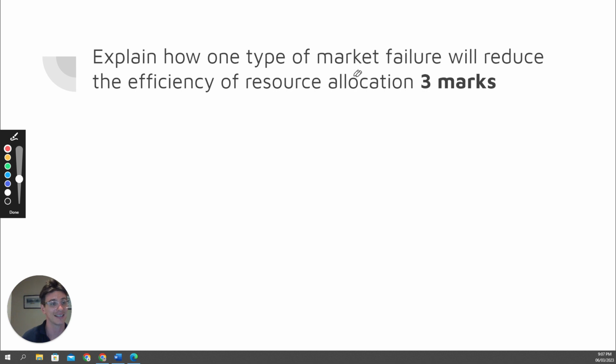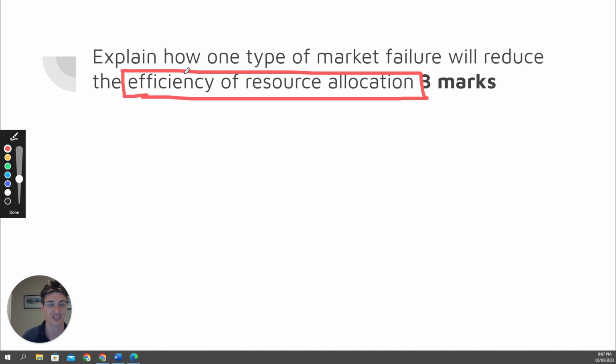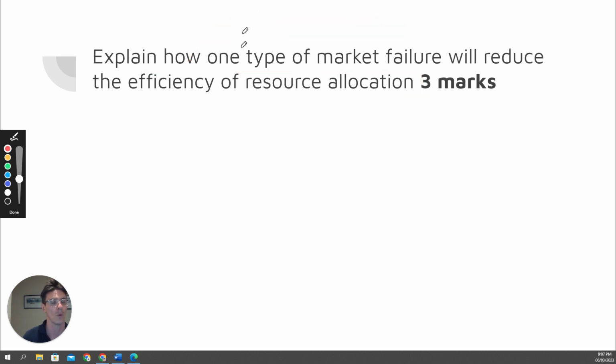The second thing is that it says will reduce the efficiency of resource allocation. Now, the efficiency of resource allocation is basically a synonym for one type of efficiency. I'm going to write this whole thing, one type of efficiency. This whole thing is basically the same as saying one type of efficiency.